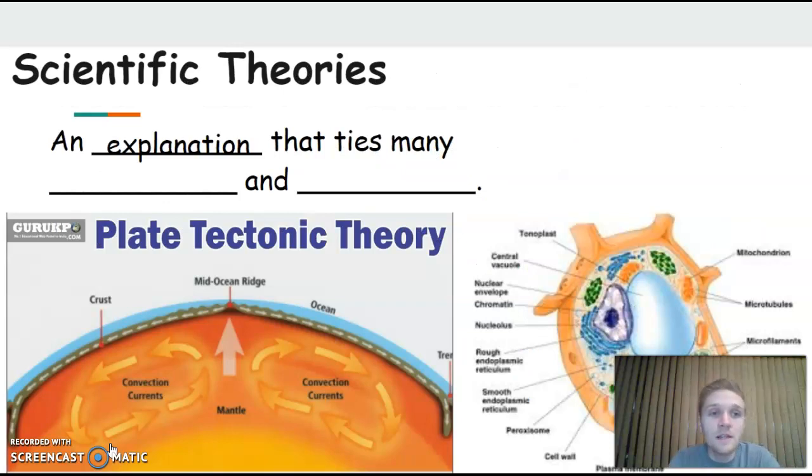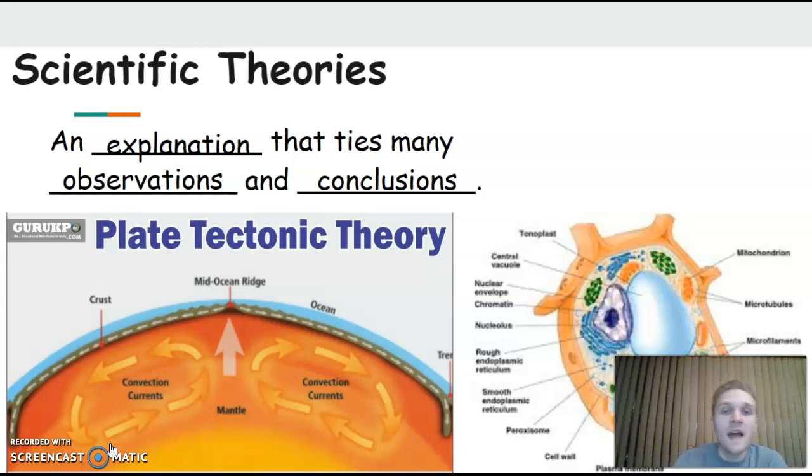Next, we have scientific theories. So scientific theories are an explanation that ties together many observations and conclusions, right? So two really important theories that are below here. We have our plate tectonic theory, which involves how our Earth creates more crust, why our continental plates move, why we have volcanoes, all kinds of things like that. On the right, we have a cell, which incorporates cell theory.